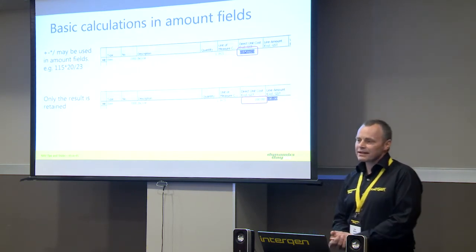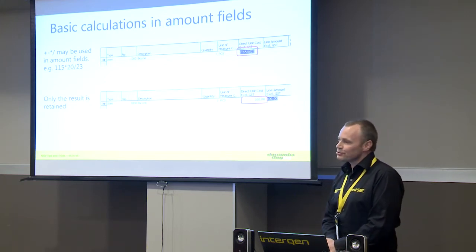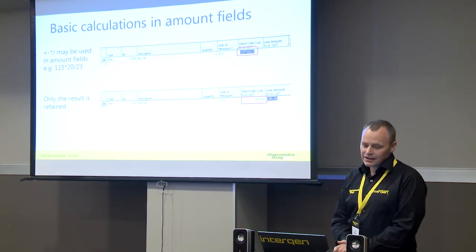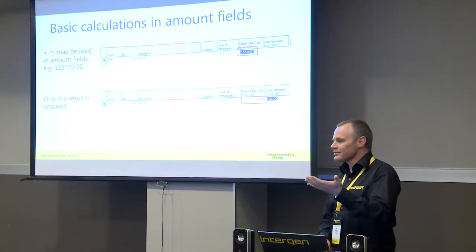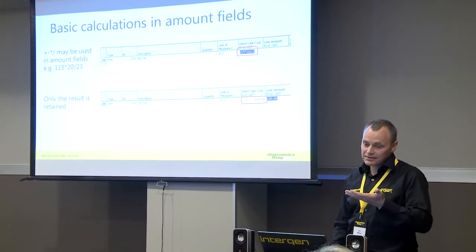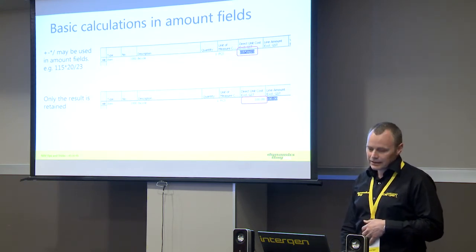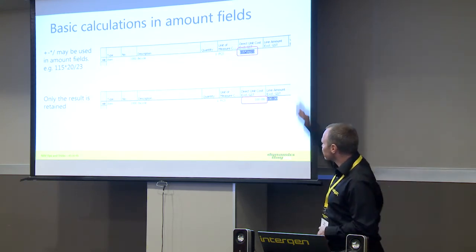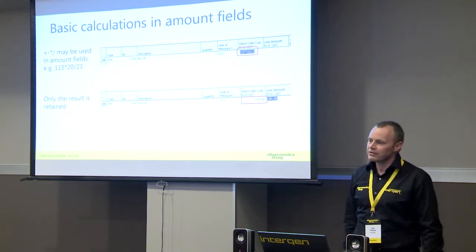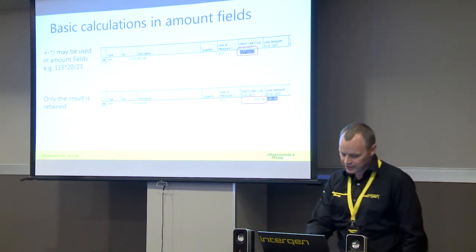Remember the basic calculations that you can perform in amount fields. So you've got addition, subtraction, multiplication and division. So if you were converting a value from inclusive of GST to exclusive, you could type in 115 being the amount, inclusive amount, times 20 divided by 23. And then type that into the field, and when you tab off it, it'll show you the resulting value. It won't remember the formula, it's just going to remember the resulting value.